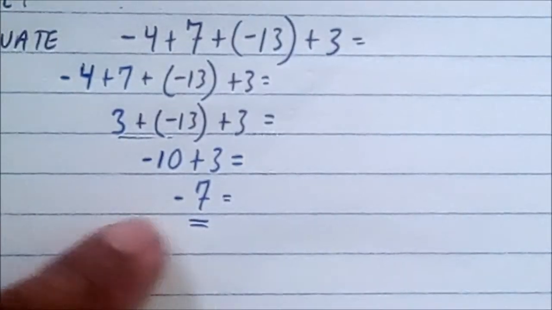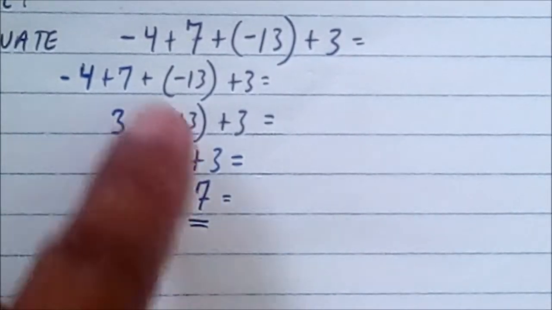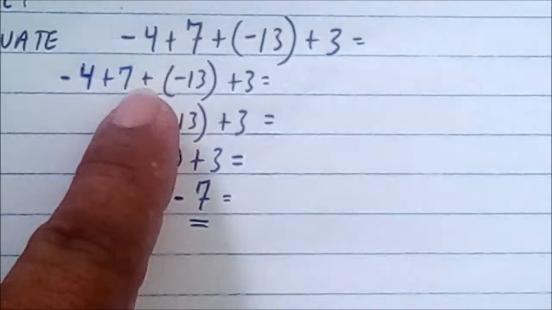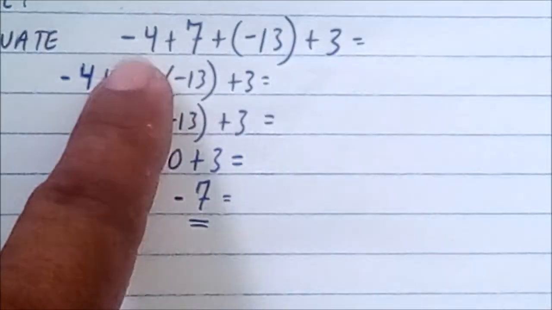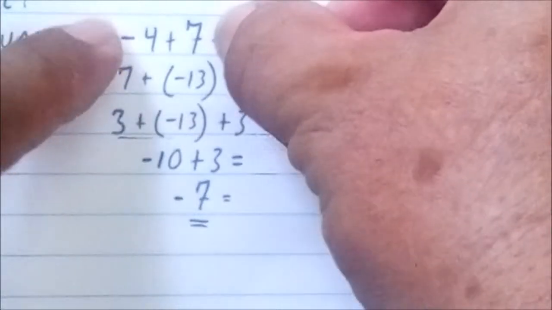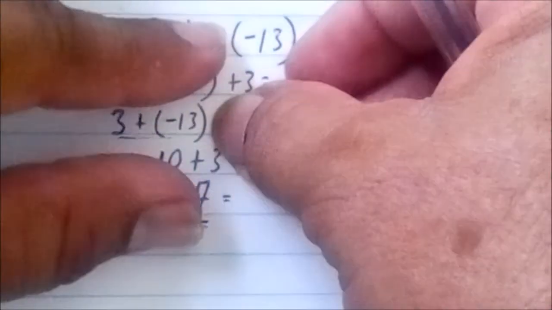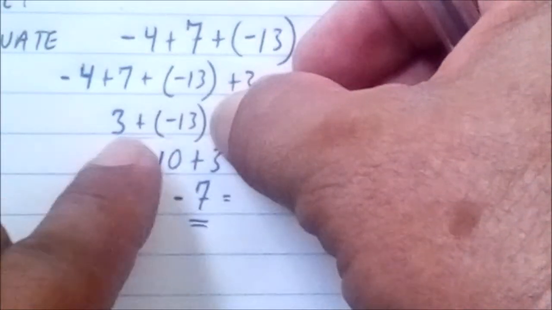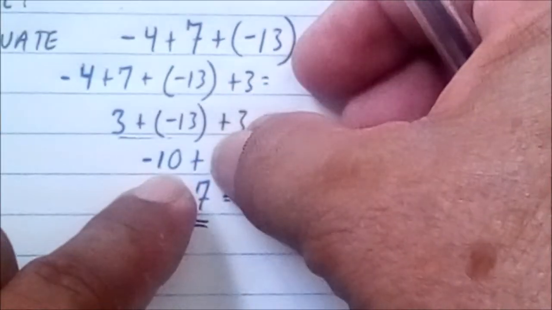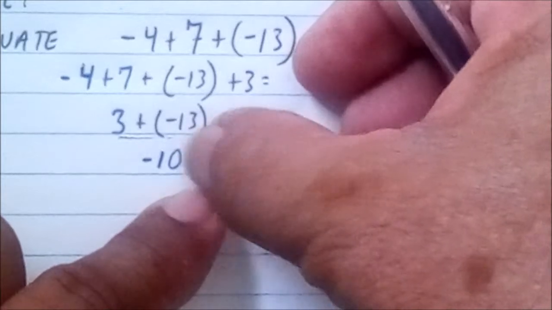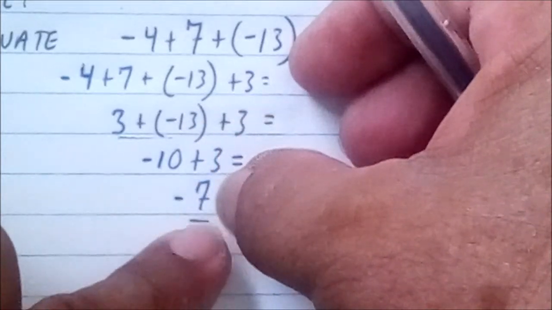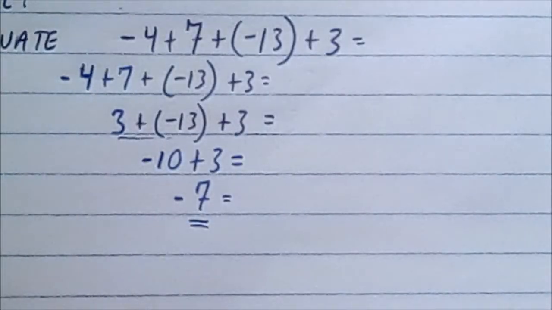All right, so let's go over it again. Using the rules for adding two integers that have different signs, we look at negative 4 and 7, and we end up with positive 3. Then we work again two integers that have different signs, and we end up with negative 10. Then two integers that have different signs again, we end up with negative 7. And that's our solution for that one.